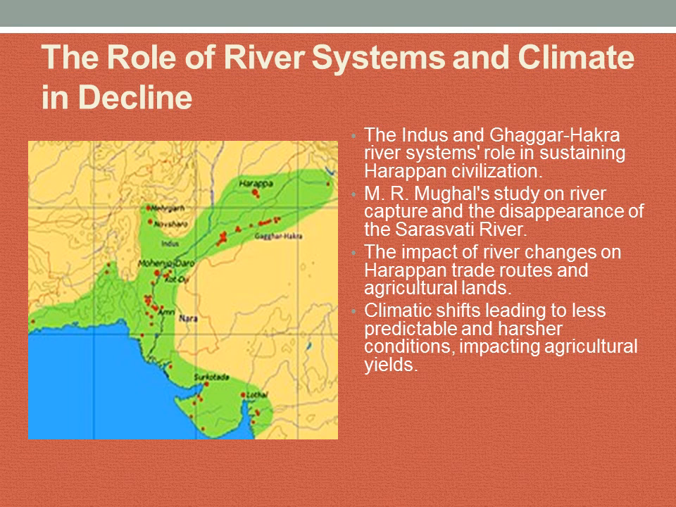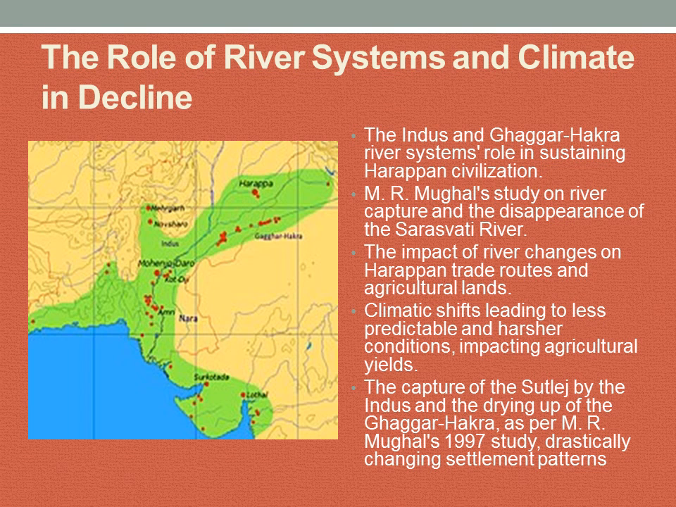Climatic shifts were there, leading to less predictable and harsher conditions impacting agricultural yields. So there was climatic shift, which means that the climate became less predictable and the conditions of living became harsher, and that led to a decline of agricultural production, which may have been one of the main causes for the decline.